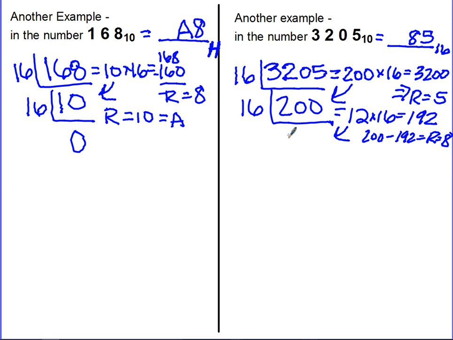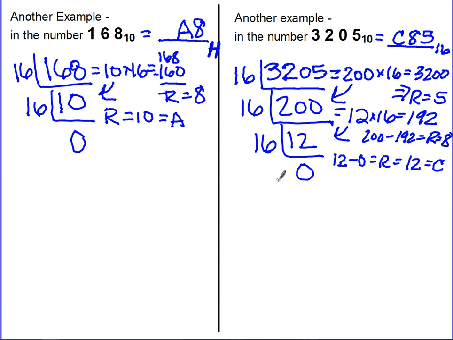I take my 12. 16 can go into 12 0 times. So I know that I have 12 minus 0 gives me a remainder of 12, which I have to convert into the letter C. And I get C85 in base 16 as my answer.